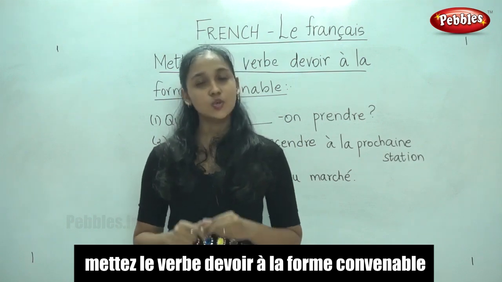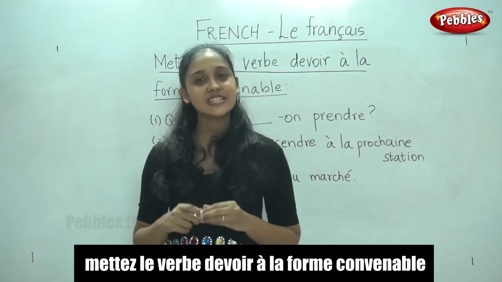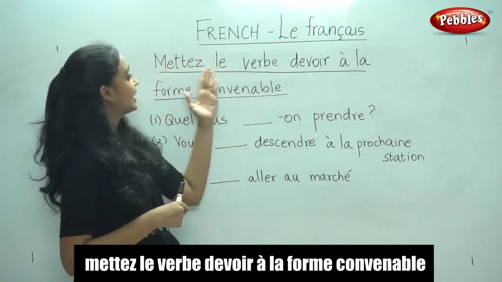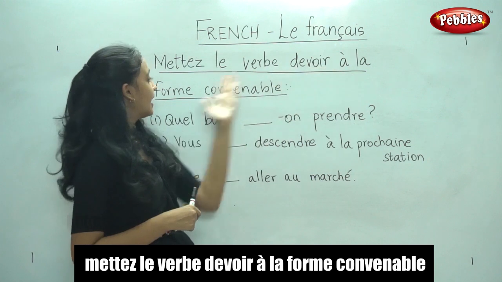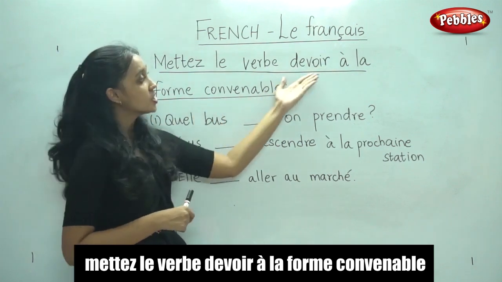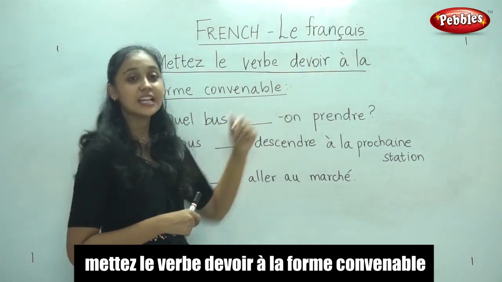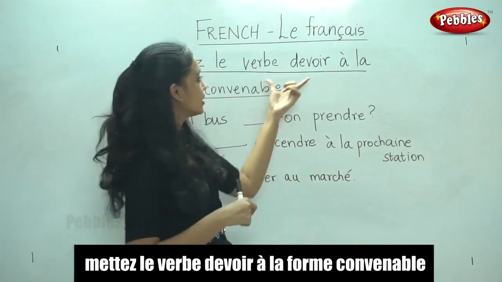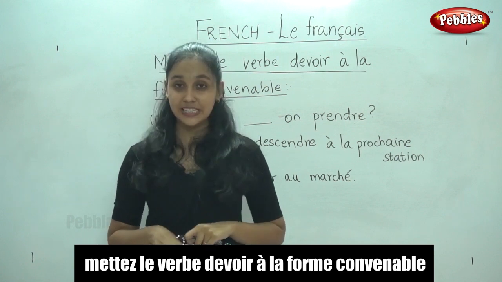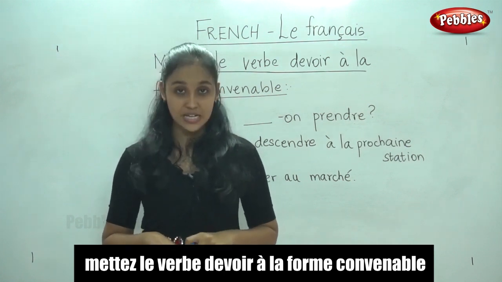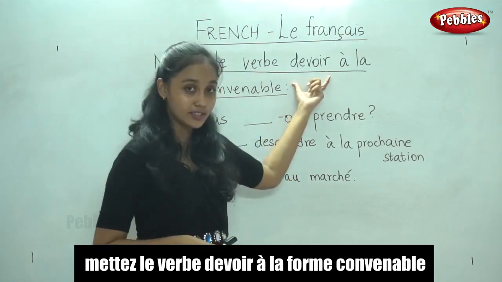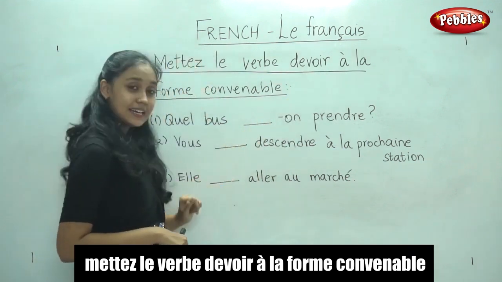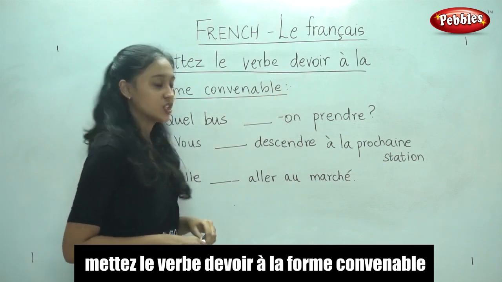Now we are going to do one more exercise to test how well you have learned the conjugation. Mettez les verbes devoir à la forme convenable. So the verb here is devoir. Do you remember in the beginning of the session we learned the verb devoir. What does it mean? Devoir means must. So devoir. Do you remember? Now we are going to fill in these blanks with the devoir conjugation.